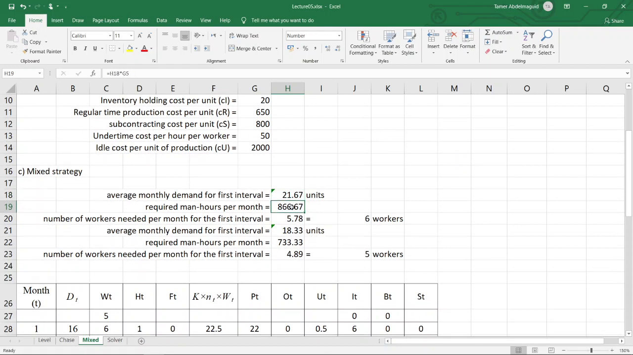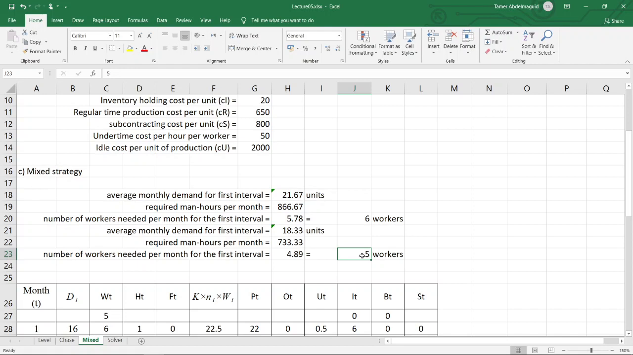Now, based on these numbers, the number of workers that I wish to maintain in the first 6 months would be 6 workers. Why? Because the demand in the first 6 months is relatively higher than in the next 6 months. Now, I do the same for the next 6 months, and I find that 5 workers would be sufficient for fulfilling the required demand.